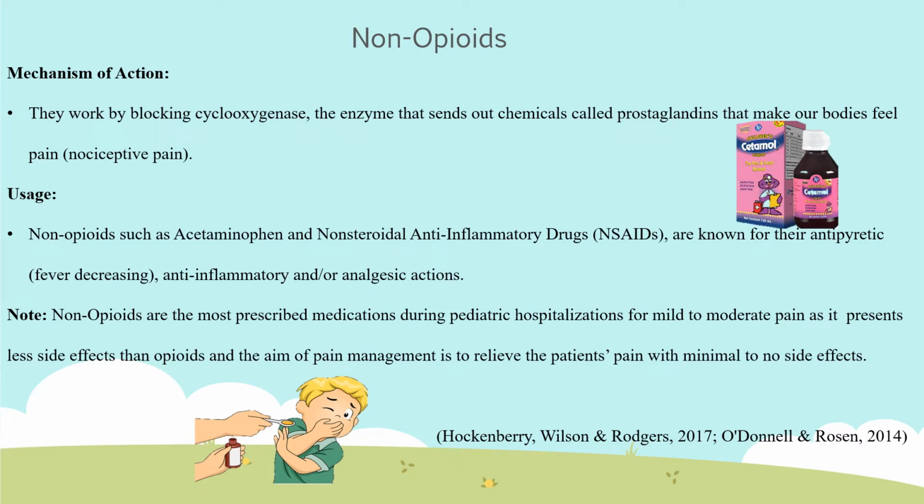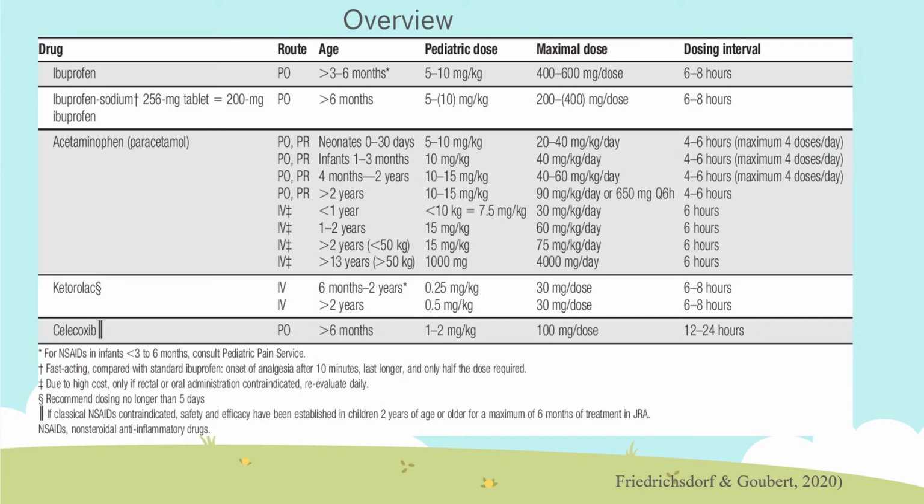Non-opioids. These work by blocking cyclooxygenase, the enzyme that sends chemicals called prostaglandins in the event of injury that makes our bodies feel pain. Non-opioids such as acetaminophen and non-steroidal anti-inflammatory drugs are known for their antipyretic, anti-inflammatory, and analgesic actions. This is an overview of the non-opioid drugs. At this point, you can pause the video to take a note.